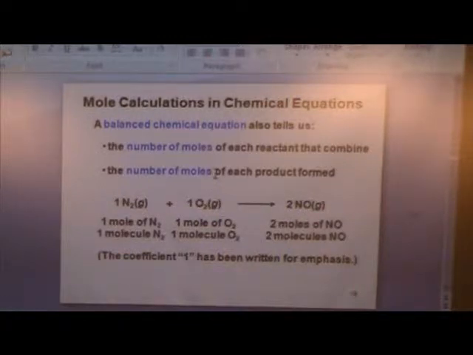Mole calculations in chemical equations will be the next slide. What is the purpose of, why do we need to balance a chemical equation? First of all, let me ask you that way. What is the purpose of balancing a chemical equation? Why do we need to balance? You start with that and you have to end with that.